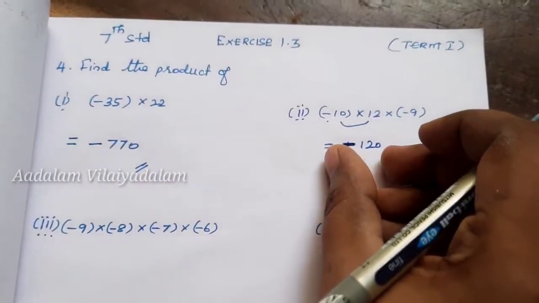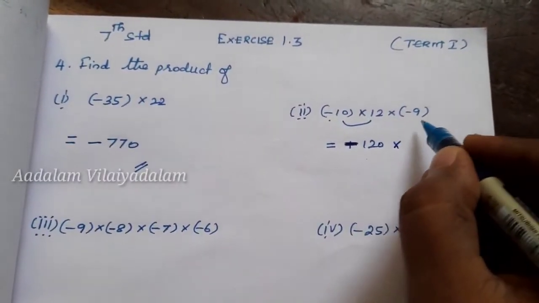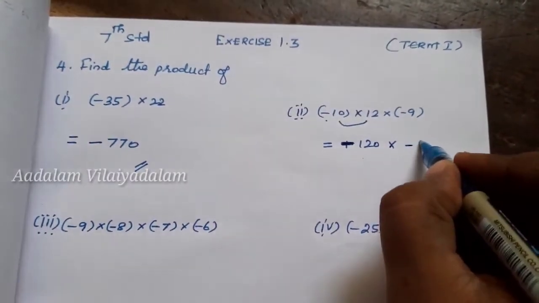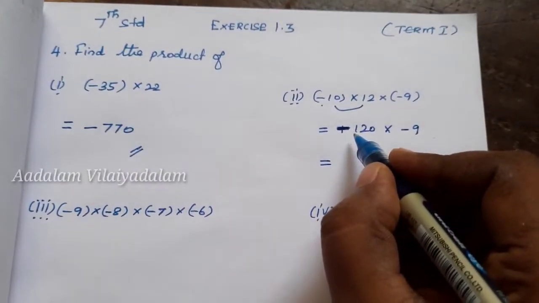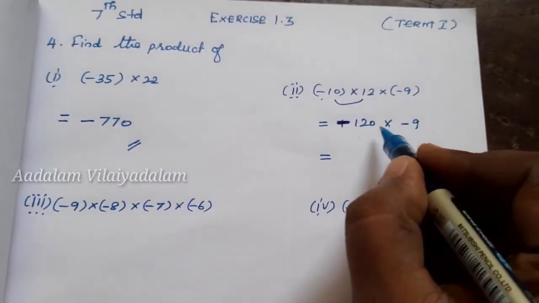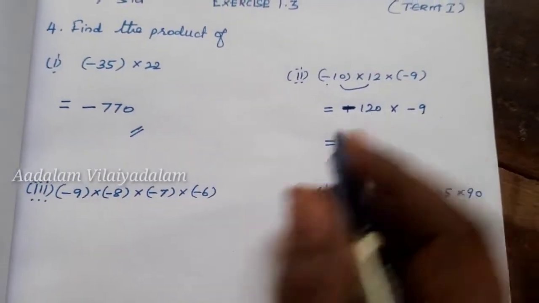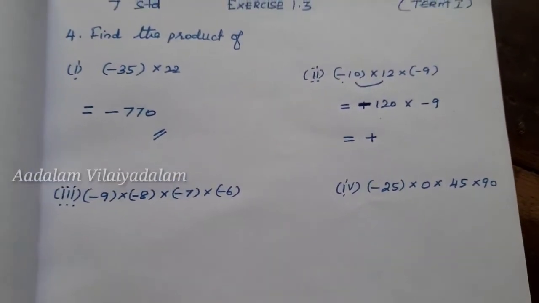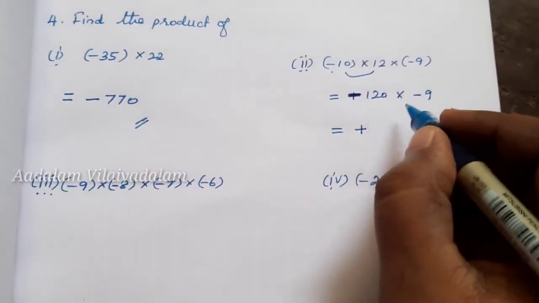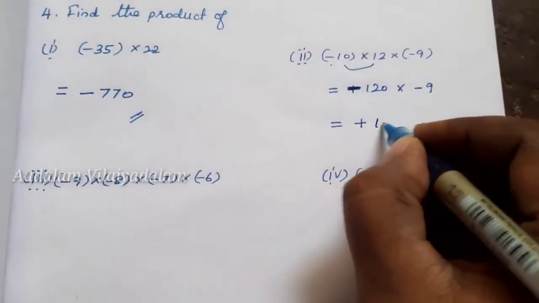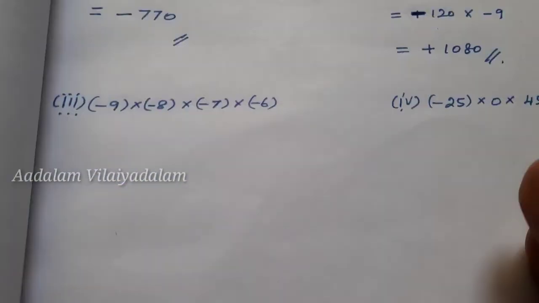Again, the result of these 2 values you have to multiply with the third value, that is minus 9. First you have to multiply the signs. Minus into minus you will get plus. And 120 into 9, by the product you will get 1080, and this is the answer.